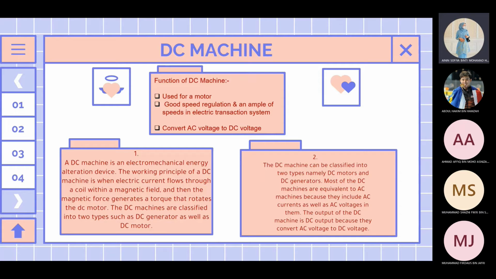Most of the DC machines are equivalent to AC machines because they include AC current as well as AC voltage in them. The output of the DC machine is DC output because they convert AC voltage to DC voltage.